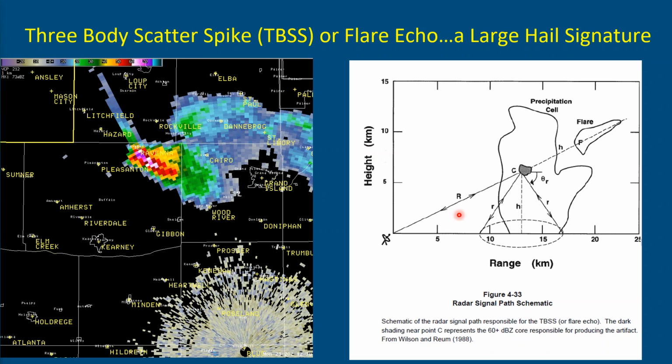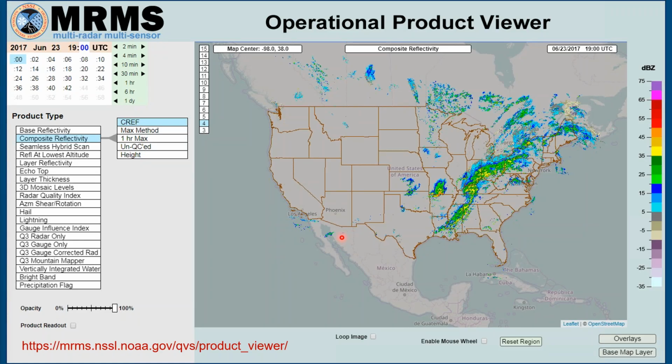So what's going on there? The radar is hitting the hailstone. Some of it is scattering back to the radar. Some is scattering to the ground, and then back to the radar. So what it's seeing is a return that's a greater distance away, what we call a flare echo there, because you're getting multiple scattering going on.